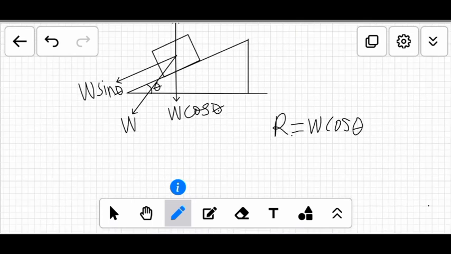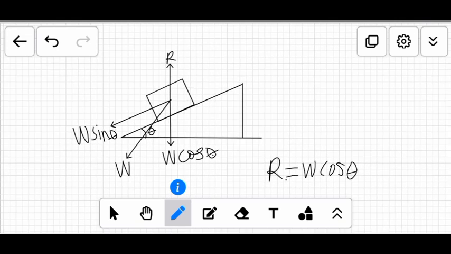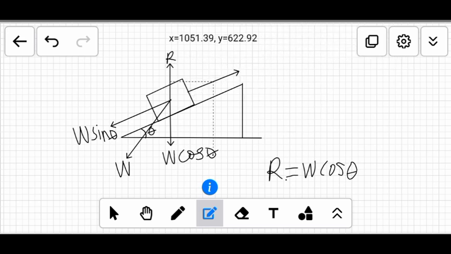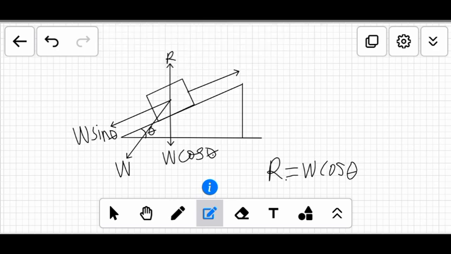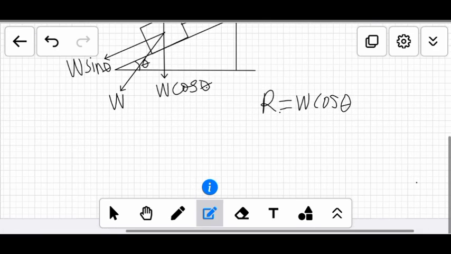Now, the force that is dragging the object down the plane would be what? W sine theta. In this case, we'll talk about the frictional force acting in the opposite direction. This is now kinetic friction, because the kinetic friction will try to stop the body. So the kinetic friction will be acting in the opposite direction to the motion down the plane. So that is it. Now, how do we find the value of the coefficient of friction here?